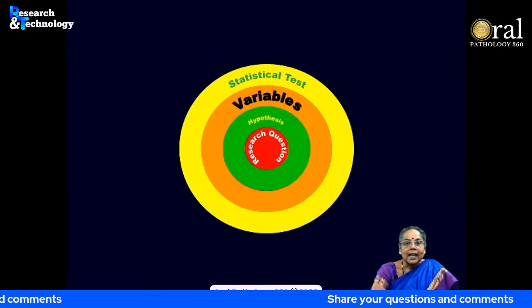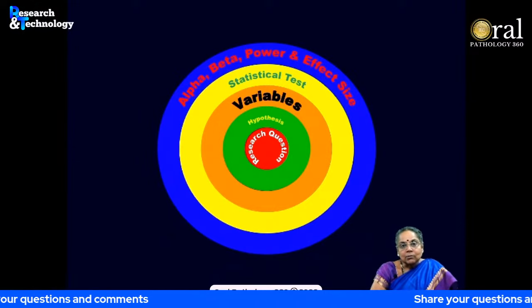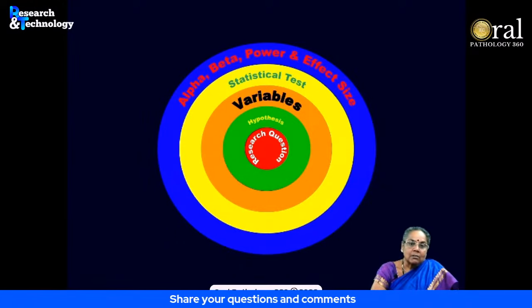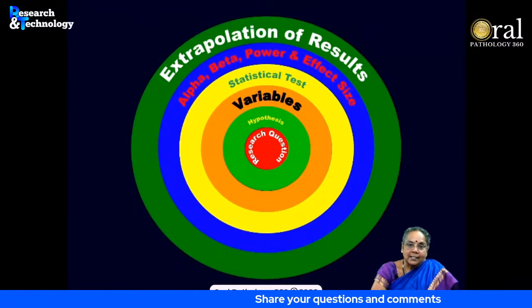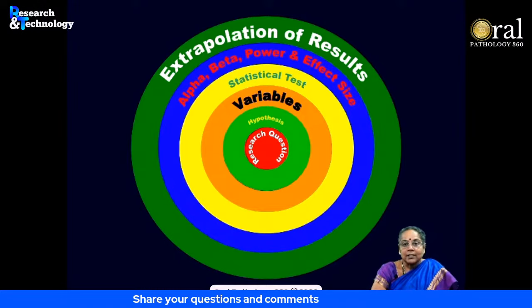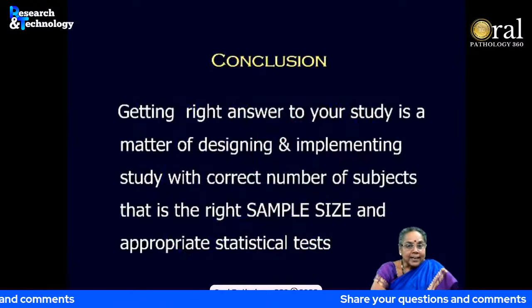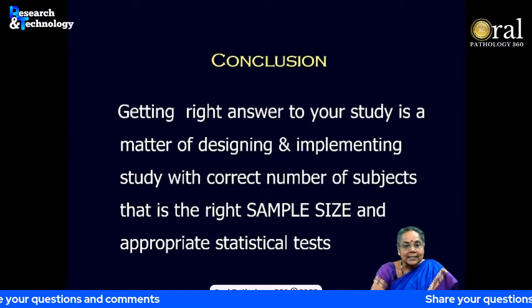And then I've introduced the concept of alpha, that is the type 1 error, and explained it. Then we also did beta, but it was just an introduction. Now in part 2 of my presentation, I'll be talking to you more about beta, power, and the effect size. And then once you have all these executed, your results can be extrapolated to the population from which you have drawn the sample. So getting the right answer to your study is a matter of designing and implementing the study with the correct number of subjects, that is the right sample size.